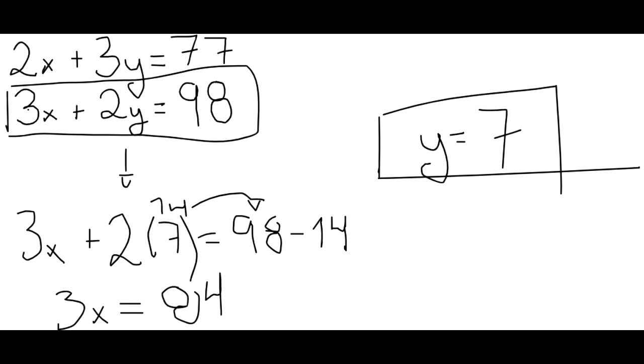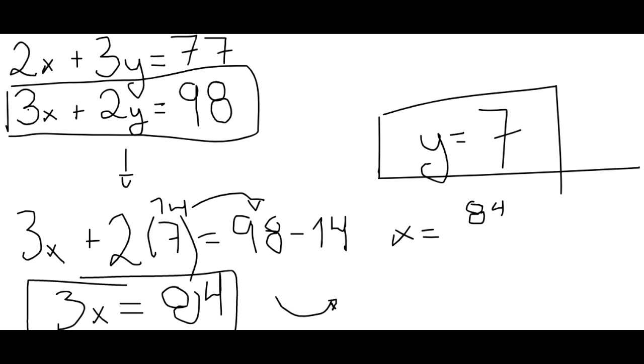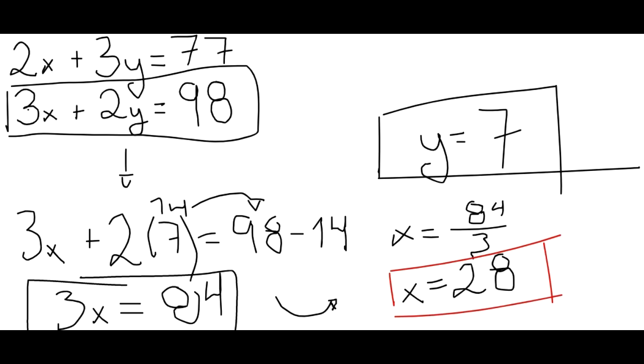So sorry for my letter. I'm terrible writing with my mouse. But now we solve it. So we solve it like this: x equals 84 divided by 3, and x equals 28. So a Nintendo Switch game costs $28 and a PlayStation game $7. What a bargain.